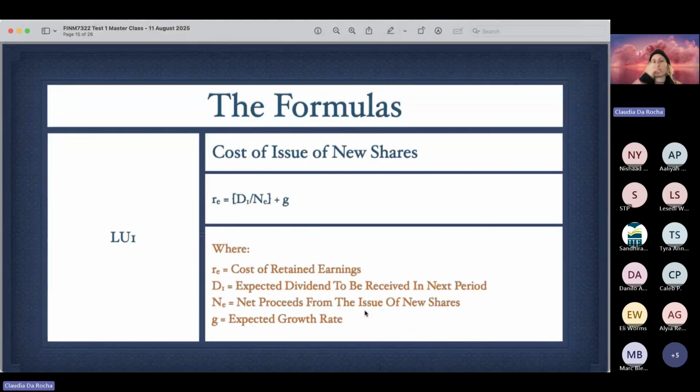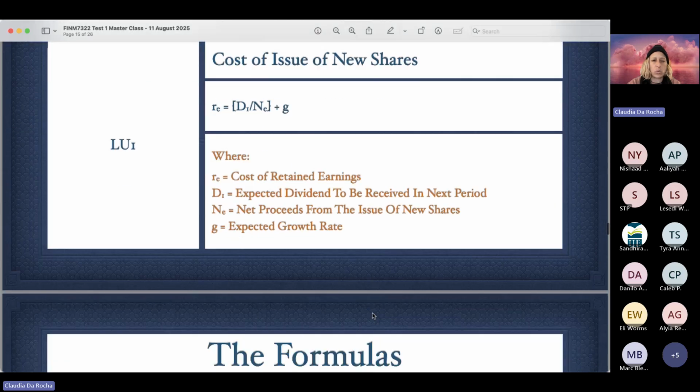Then with your cost of issue of new shares, most of the time, I mean, CAPM can be used, but most of the time it is the formula D1 over NE plus G, where NE is your net proceeds from the issue of new shares. And the net proceeds does have a specific formula, which is your gross proceeds less your flotation costs, but I will note that in the Mural as well so that you can see on the electronic e-whiteboard. Again, growth rates included. Again, it's the same formula that we would have used in 3A to calculate the growth rate. So we need to use that as well.